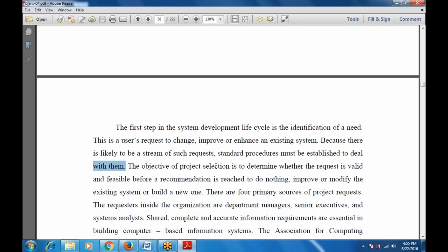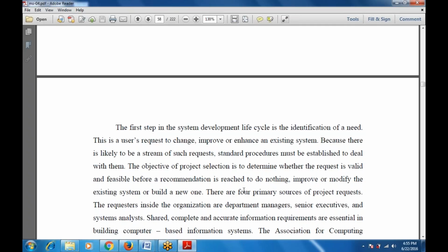And the objective of the project selection. So what is the main objective of the project selection? It is used to determine whether the request is valid and feasible before a recommendation is reached to do nothing, improve or modify the existing system, or build a new one.